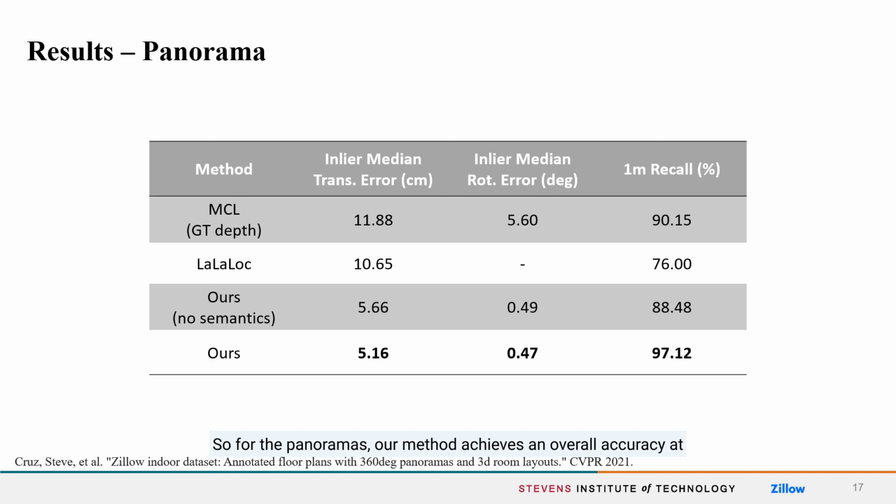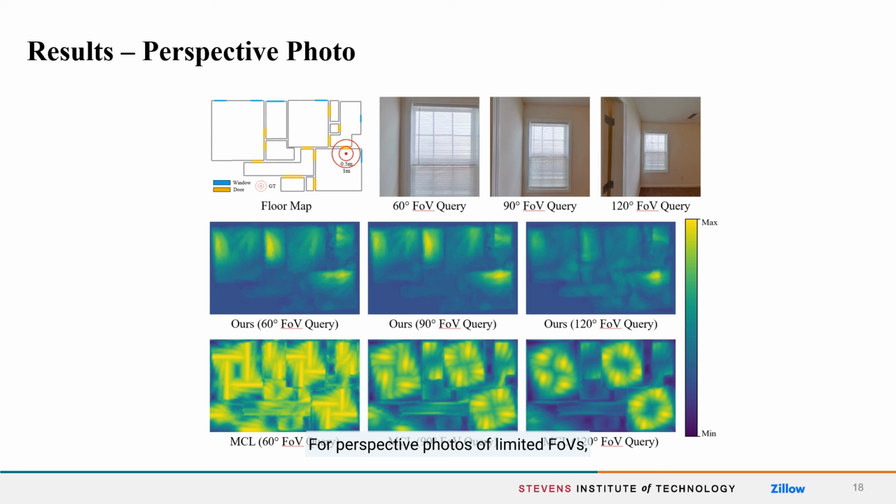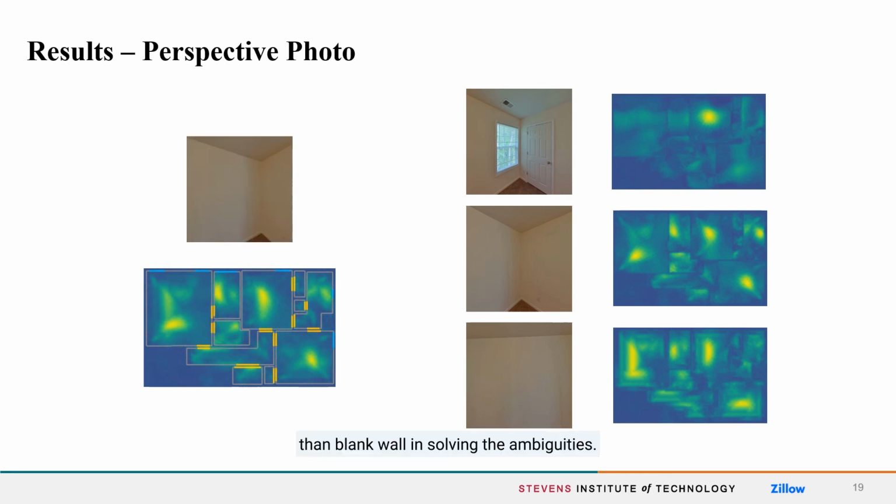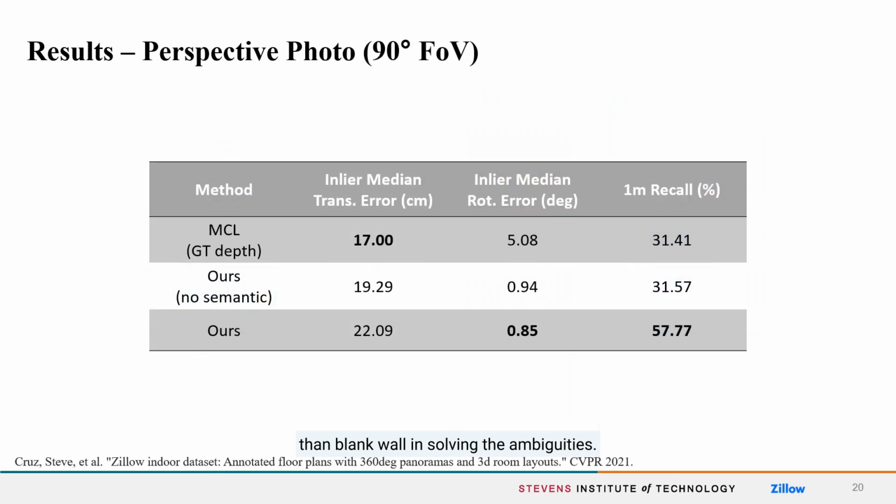So for the panoramas, our method achieves an overall accuracy at about 5 cm with 97% recall on the synthetic dataset. For perspective photos of limited FOVs, the semantics plays an important role, and our method has significantly less ambiguities. Here we show results when different content is observed. Basically, the corners or semantics are more favorable than blank wall in solving the ambiguities. With perspective queries, our method has an overall 57% recall and a 20 cm accuracy.